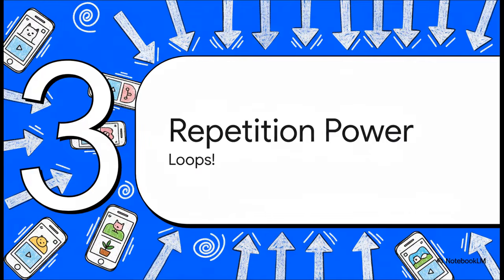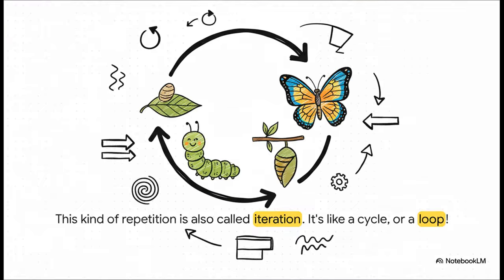All right, let's move on to something we all do: repetition. You know, when you are scrolling through Instagram Reels or YouTube Shorts, one video, then the next, you just keep swiping. That, my friends, is basically a loop, doing something over and over again. Nature has loops too. Look at the life cycle of a butterfly. It goes from egg to caterpillar to chrysalis to butterfly, and then the butterfly lays eggs, and the cycle starts all over again.